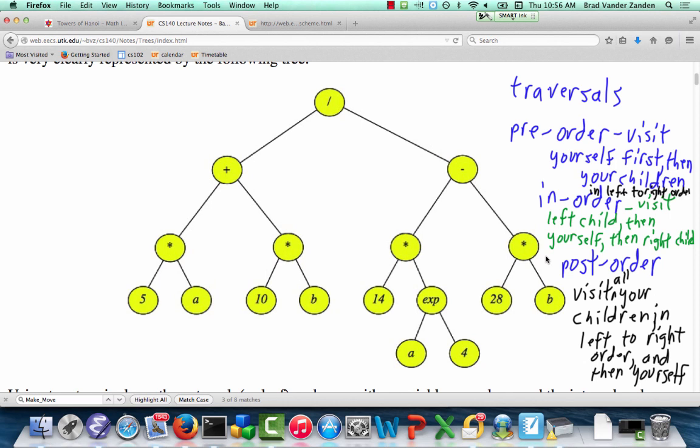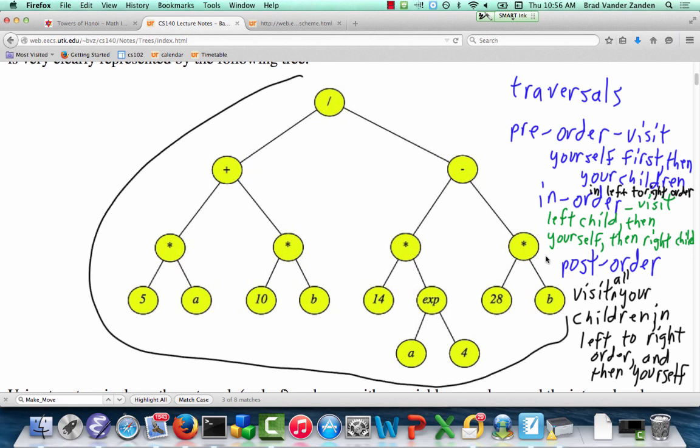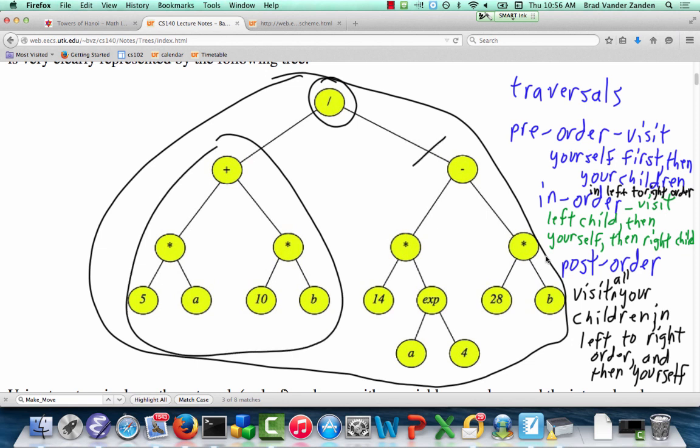So a couple quick questions. Let's say we wanted to evaluate this expression tree. So we wanted to compute the value of the expression. What traversal order would we need to use in order to evaluate that expression? Post-order. In order to calculate it, you can't perform the division until you know the values of each of its 2 sub-expressions, right? Therefore, post-order is the traversal you would use if you wanted to evaluate this expression.